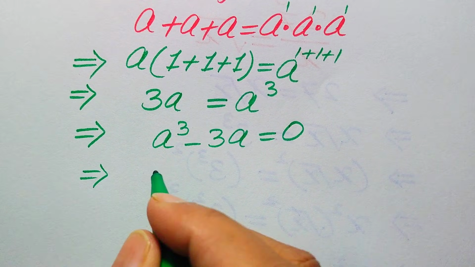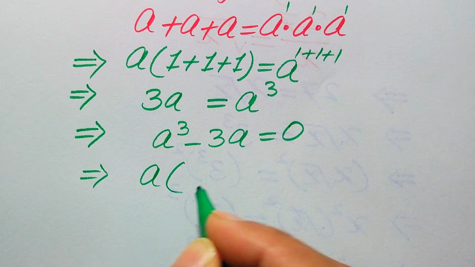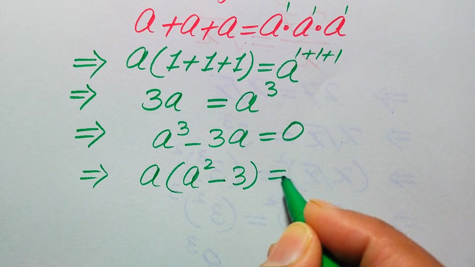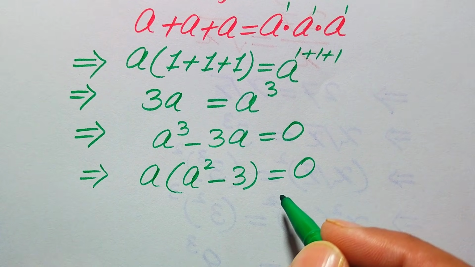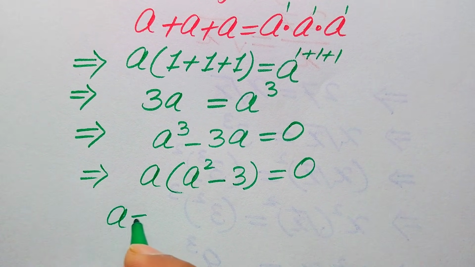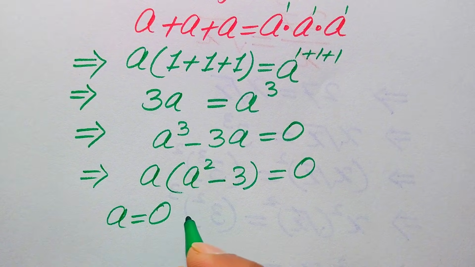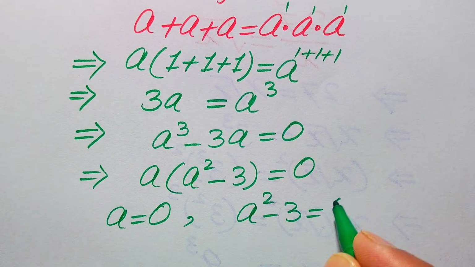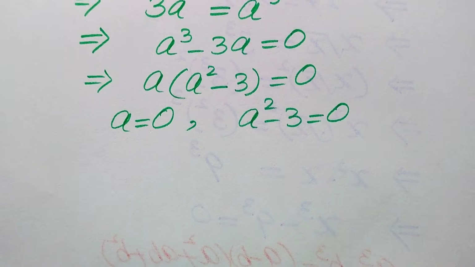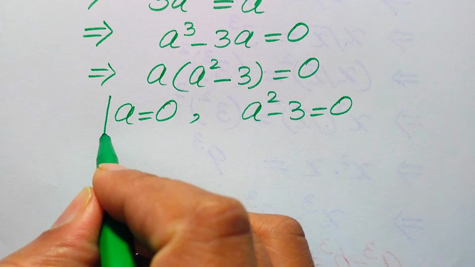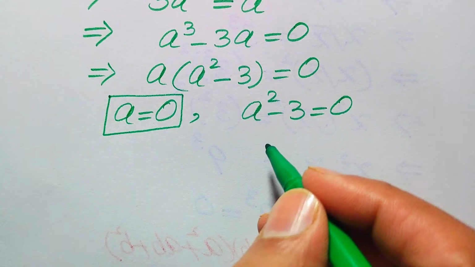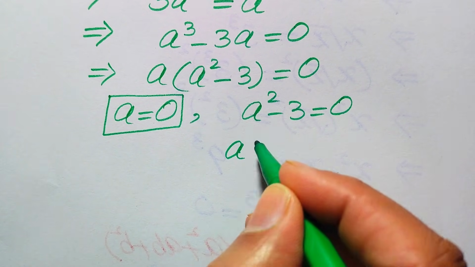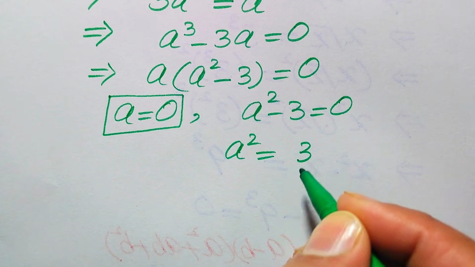And now you see both of these two terms involve a, so we take a common from here, and the remaining values are a square minus 3, and this whole equation is equal to 0. Now in the next step we divide this equation into two cases. The first case is a equals 0, and the second case is a square minus 3 is equal to 0. So this is the first real root of the given equation, and from here we need to find the other roots, so we move this minus 3 to the right hand side, and it becomes a square equals 3.